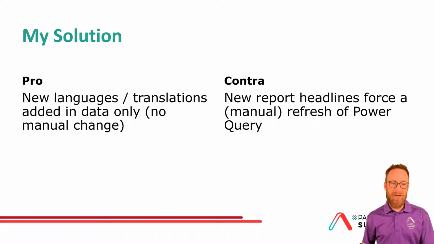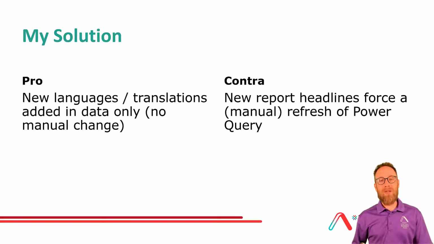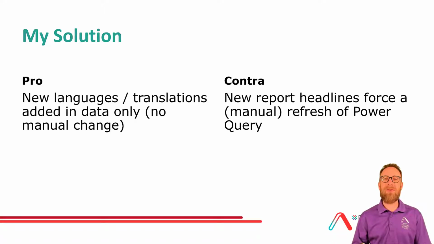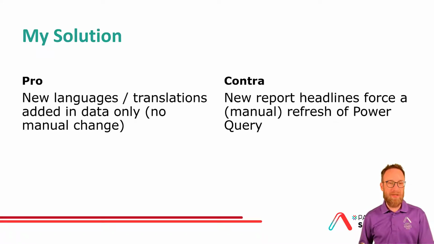The drawbacks are that for the report headlines, you have to refresh the Power Query and not only refresh the model, but you actually have to open up Power Query either in Power BI or in Analysis Services Tabular, and then refresh the model manually there so we get the new columns for the new static texts for the headlines. I will show in a minute what I mean with that.